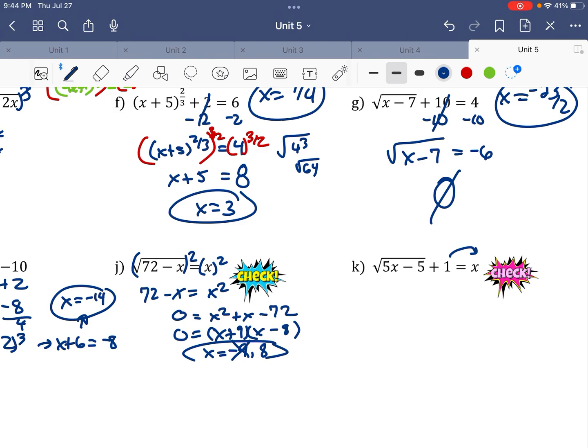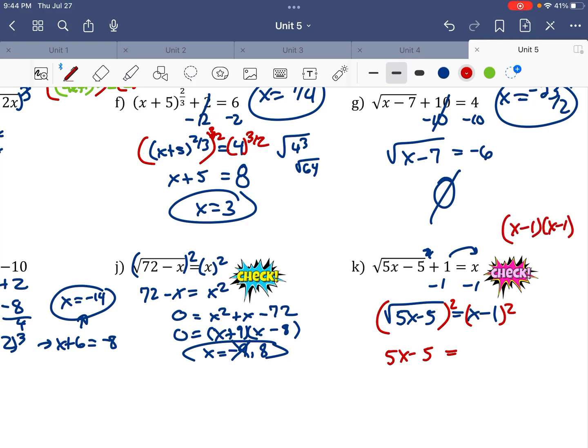All right, now this one, this is the hardest one of the page. I'm going to have to move this 1 over here because I want to be able to square this square root so that I can get rid of it. Okay, so let's move the 1 over. So I'm going to get the square root of 5x minus 5 equaling x minus 1. So at this point right now, I'm going to be squaring both sides. So I get 5x minus 5 popping out. And over here, x minus 1 squared.